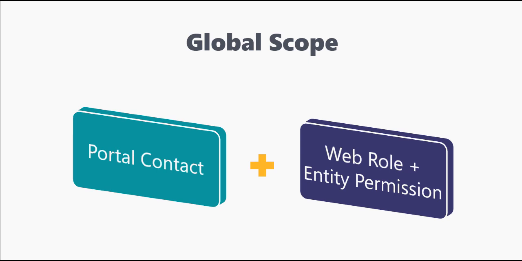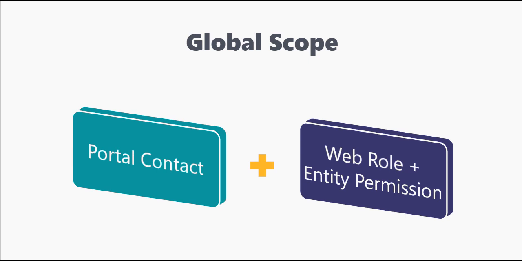Now, the simplest scope is global scope. When you create an entity permission with global scope, what you're doing is effectively giving the web role that's assigned to your portal contact access to all records of that type of entity that are in the system.